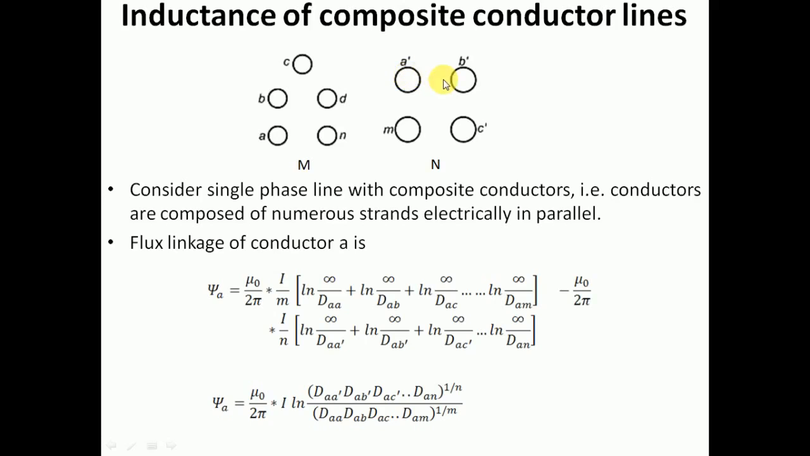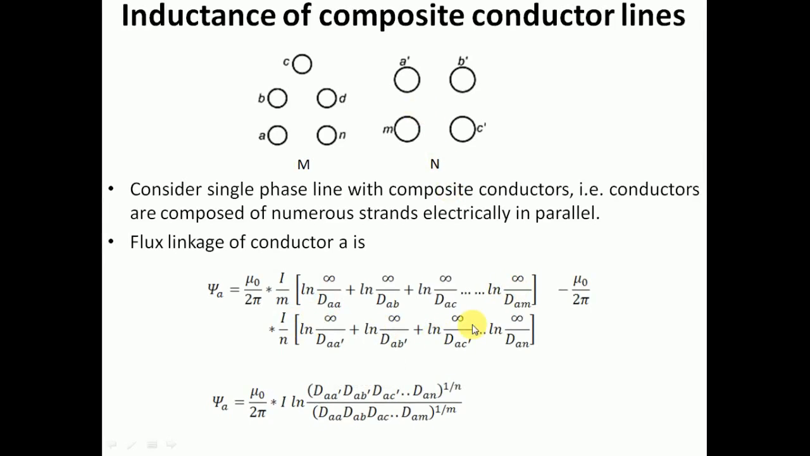Similarly, you will be able to write the external flux linkage due to this conductor B dash. Its term will be minus mu 0 by 2 pi I by n natural log of infinity by dAB dash. AB dash is actually the center to center distance between this subconductor and this subconductor. So similarly, you will be able to write with all the subconductors in the return path. So altogether there will be n terms inside this negative term. Further simplifying this expression using the logarithmic expressions, we will get the relation in this form.